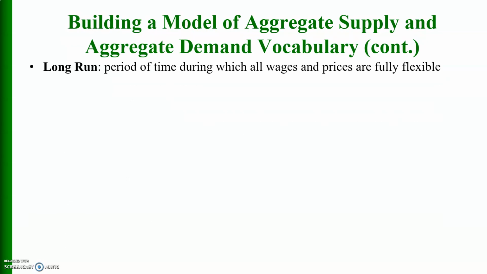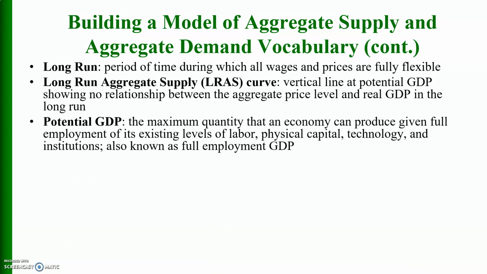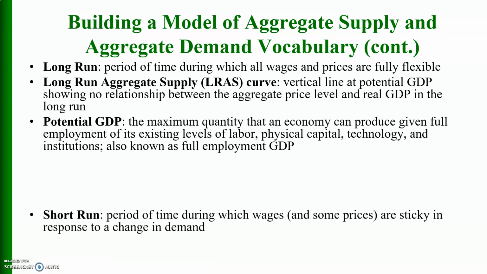Long run: this is a period of time during which all wages and prices are fully flexible. The long run aggregate supply curve is a vertical line at potential GDP, showing no relationship between aggregate price level and real GDP in the long run. Potential GDP is the maximum quantity that an economy can produce given full employment of its existing levels of labor, physical capital, technology, and institutions, also known as the full employment GDP.